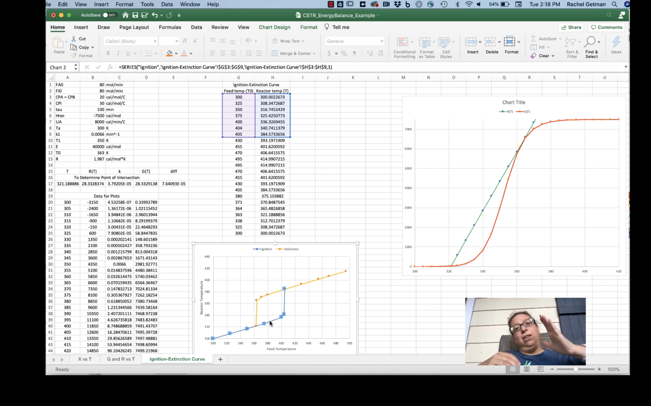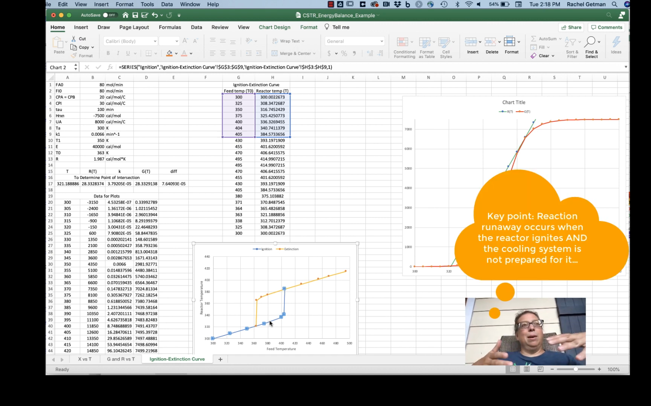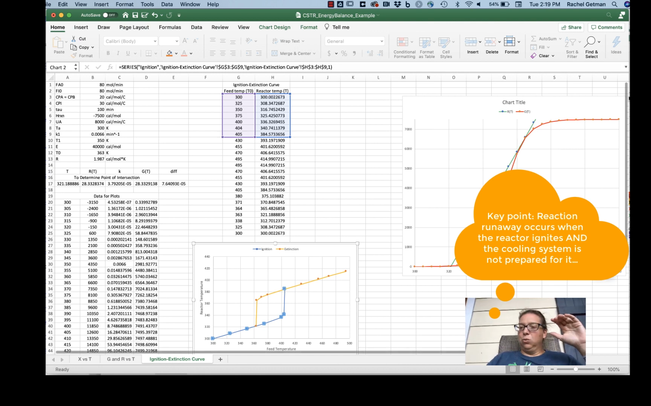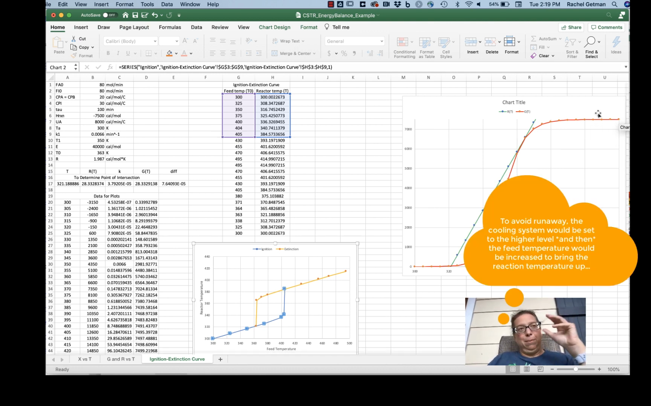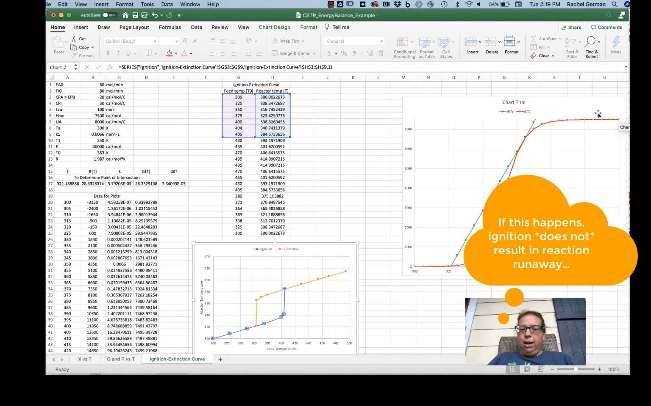If the heat generated curve, let me rephrase that. If the heat removed curve cannot compensate or can't catch up with the heat generated curve, then we're going to have a scenario of reaction runaway. So it's good to know what the temperature is so that, if we're adjusting the feed temperature, trying to get up to this range, we can ahead of time adjust the cooling temperature or the cooling system so that it's ready for that jump to happen.